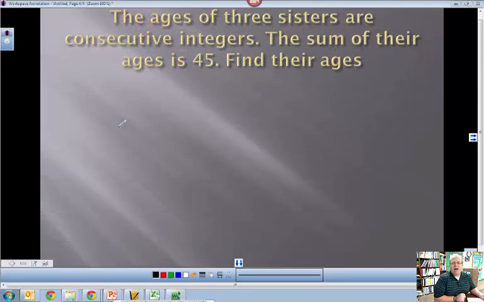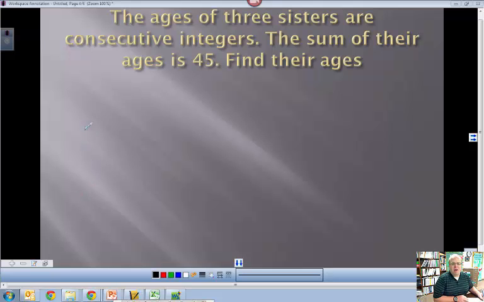Okay, so I have the ages of 3 sisters, and their ages are consecutive integers. The word consecutive is not a hard word, but all it means is these numbers are in order. Okay, they fall right in line with each other. So consecutive would be like 1, 2, 3, 4, 5, 6. There's nothing in between any of those numbers. Okay, and the sum of their ages is 45, and I want you to find their ages.